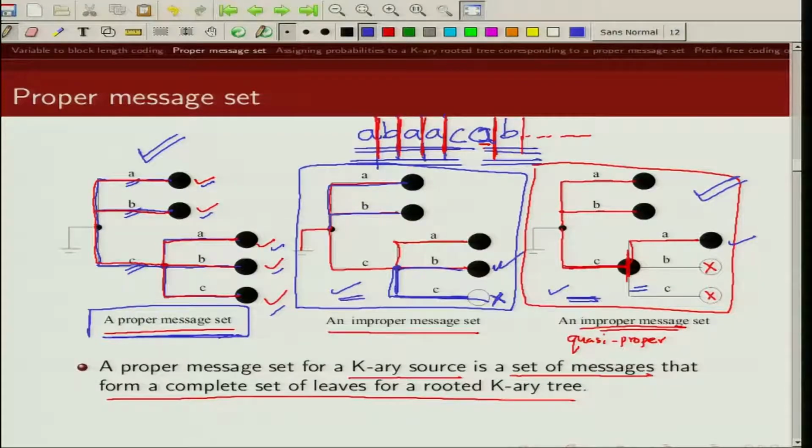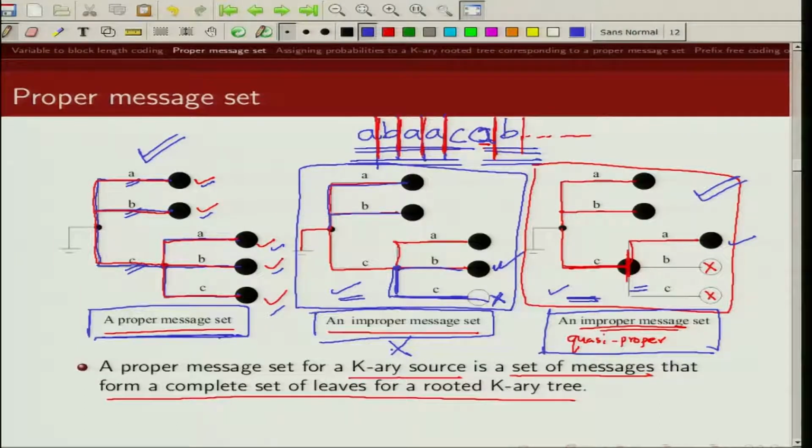Okay, so I have given examples of various ways in which you can parse the input message sequence. Clearly, if I use a proper message set, I can parse all input sequences and I can instantaneously parse the bits. If I use a quasi-proper message set, I can parse all input sequences, but I may not be able to do it instantaneously. I may have to look at some bits in the future and then decide my message boundary. Whereas if you are using an improper message set, then you cannot parse all possible input sequences. So we cannot use an improper message set for source parsing.